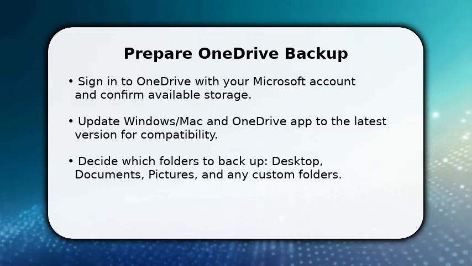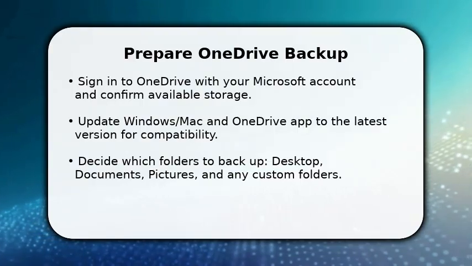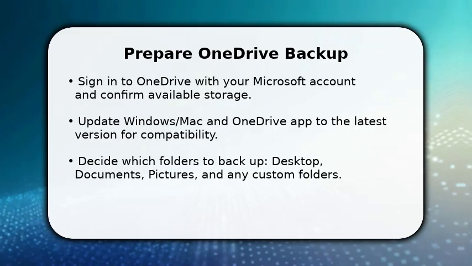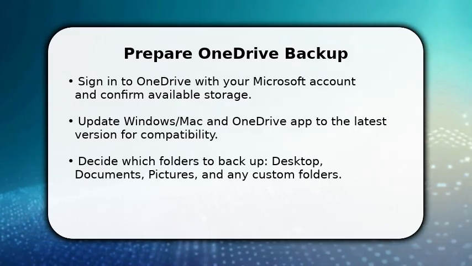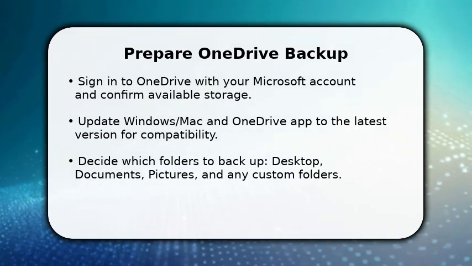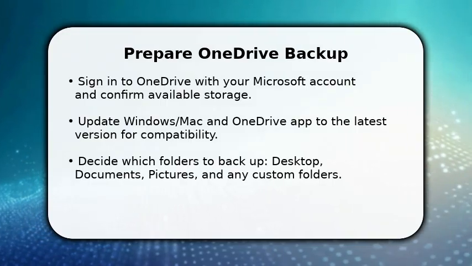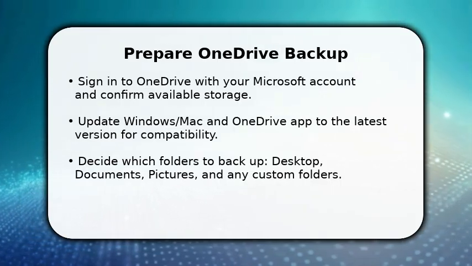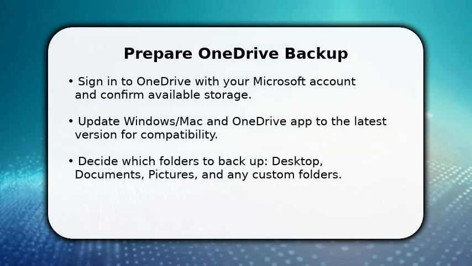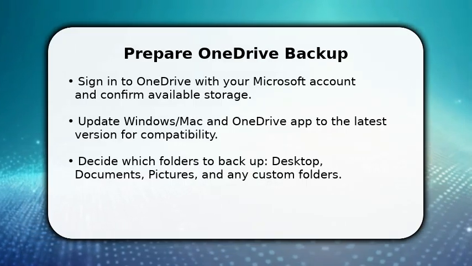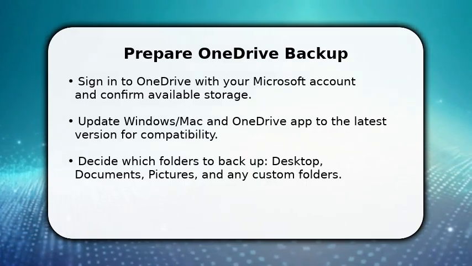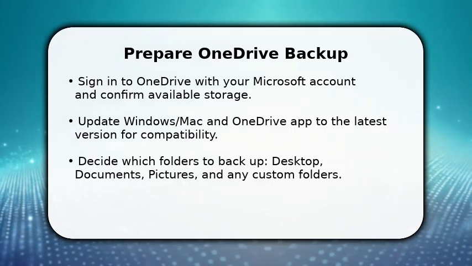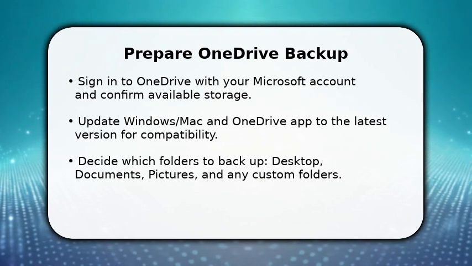You start by signing into OneDrive and confirming you have enough storage. This ensures files sync without interruption. Next, update your OS and the OneDrive app so features and fixes are current. Choose the folders you want protected: desktop, documents, pictures, and any custom project folders, because backing up only select folders saves space and reduces sync time. Once done, open OneDrive settings to prepare for the exact folder selections and permissions you'll use in the next steps.